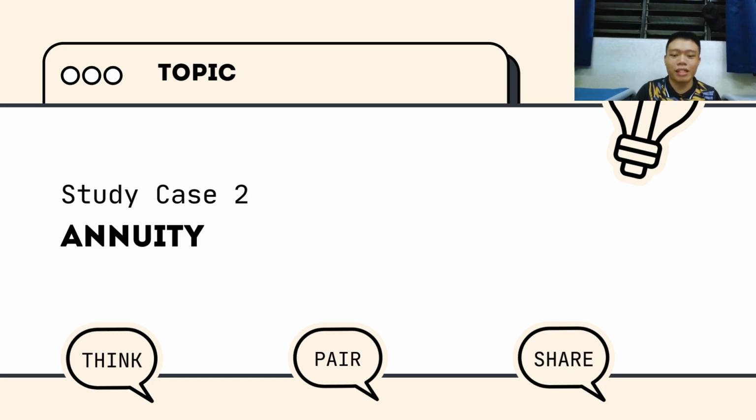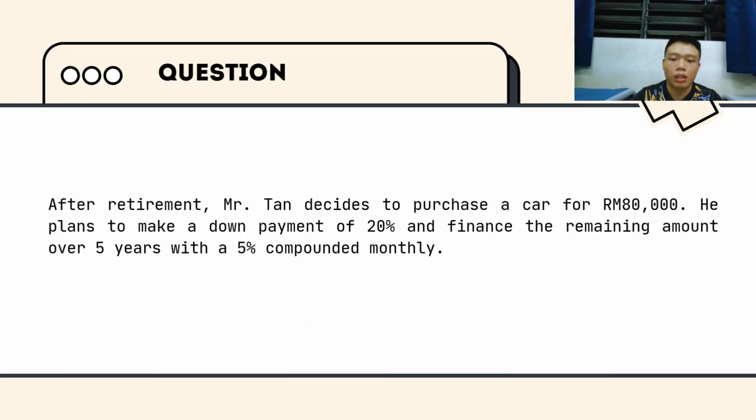Hi, my name is Abrel Ival Enderick. I will continue the present topic, case study 2, about annuity. After retirement, Mr. Tan decides to purchase a car for 80,000 ringgit. He plans to make a down payment of 20% and finance the remaining amount over 5 years with a 5% interest compounded monthly.